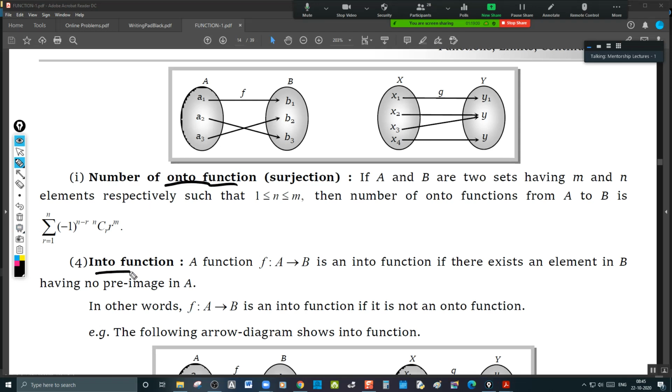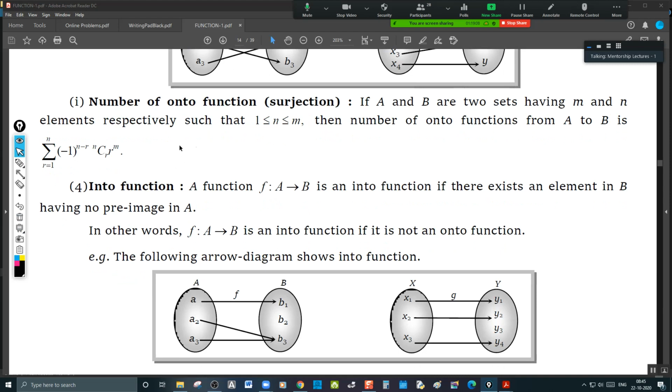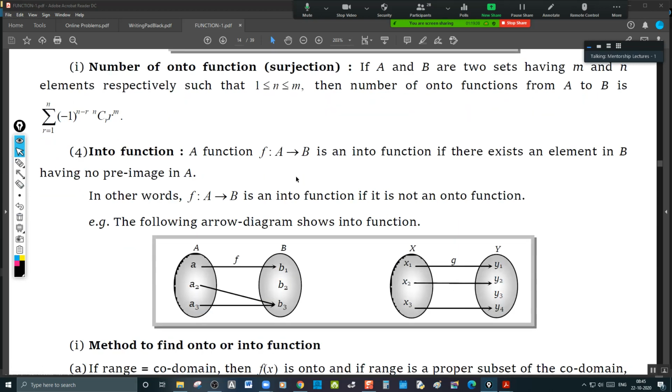So number of onto functions, number of into functions. What are the number of into functions? Into functions means exactly opposite to onto functions. Whatever the formula is for onto functions, you have to subtract it from n^r: n^r minus onto gives you into. The definition is also exactly opposite to onto functions. That means at least one of the elements in the codomain must remain without pre-image. Then it is said to be an into function.